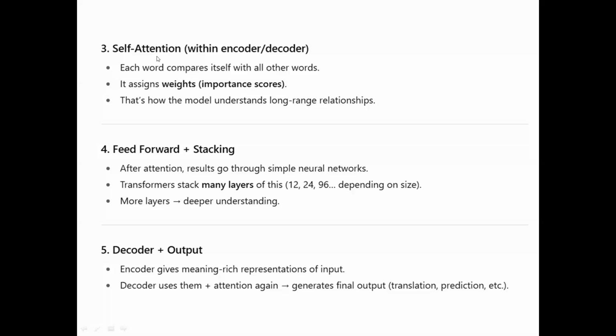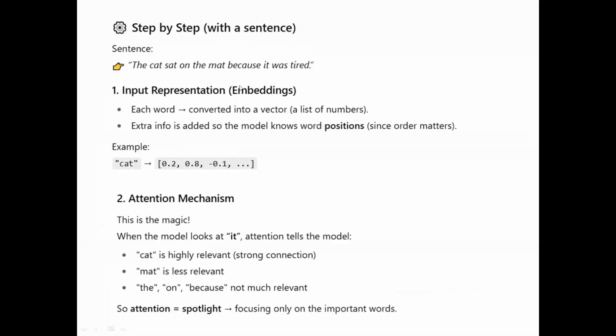So self attention, within encoder and decoder: each word compares itself with all other words. For example, the word cat will be related to all other words. What is the relationship of cat with other words? What is the relationship of sat with other words?